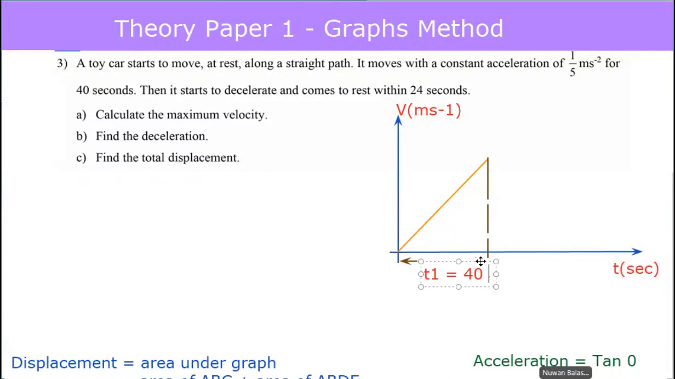That is 40 seconds, right? During the next 24 seconds, it decelerates. So how do you represent deceleration in a velocity time graph here? Deceleration is represented by a line like this, and it comes to rest. Therefore, this line should go to 0.